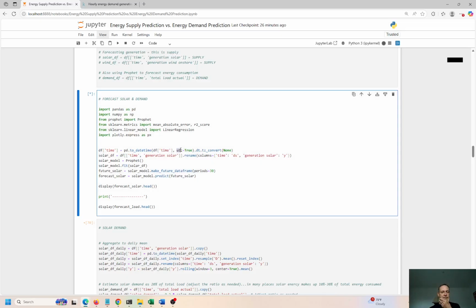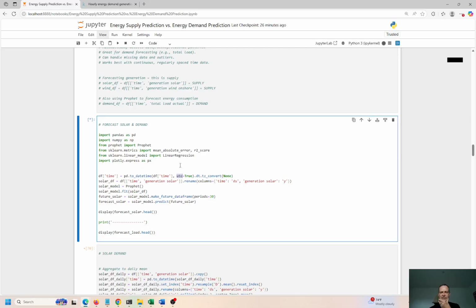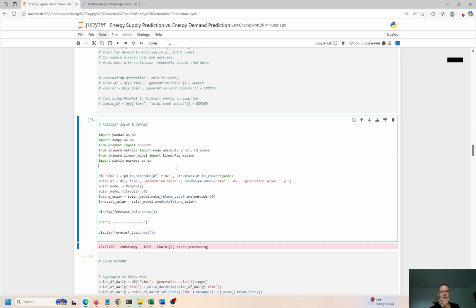Something with UTC, that is like the Universal Time Convention of time standards or something. Okay, so it's chugging along here. I think we'll have some results pretty soon. We'll have some kind of output. Give it a second.